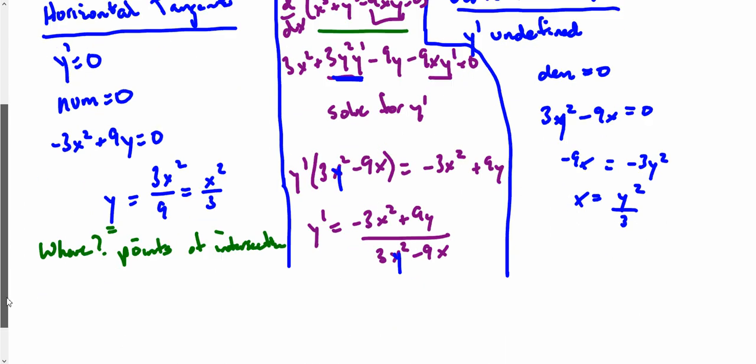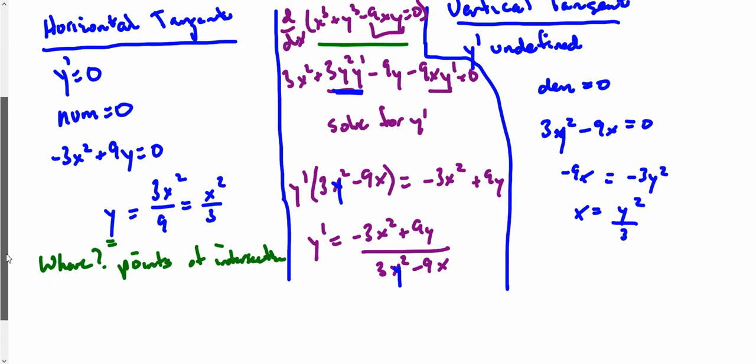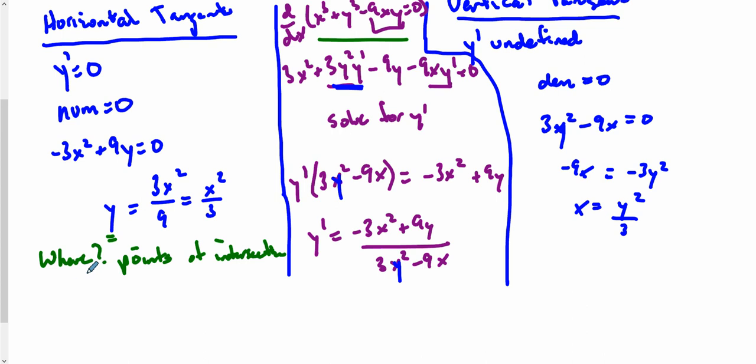Now, in order to solve that, we've done this before in some other problems, but we need to solve the system. How? Use substitution. So we're going to take this y equaling x squared over 3, and we're going to plug it in for every single y value here. What we're going to do right here is change the color.